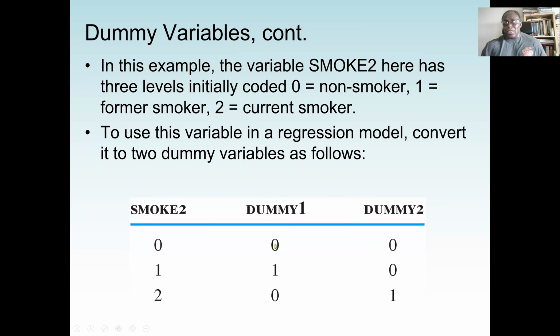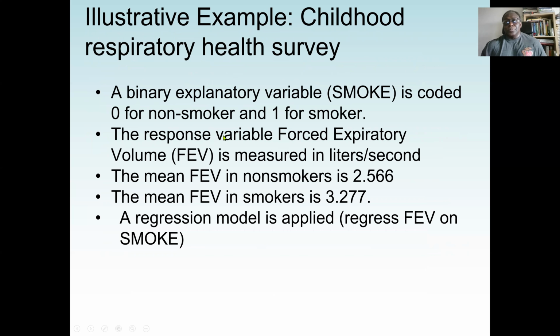So we have an example here for a childhood respiratory health survey. Here we have a binary explanatory variable, smoke. This time the variable smoke is binary, which means you have only two possible values: 0 for non-smokers, and 1 for smokers. The response variable, forced expiratory volume, will normally be measured in liters per second. So this will be a value.